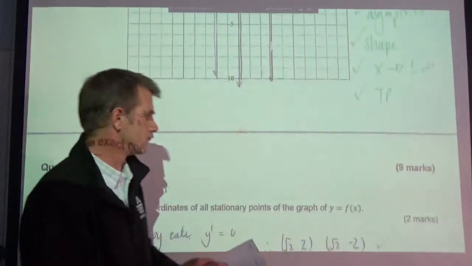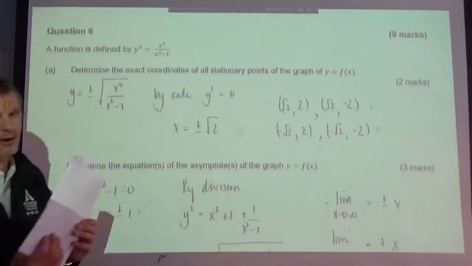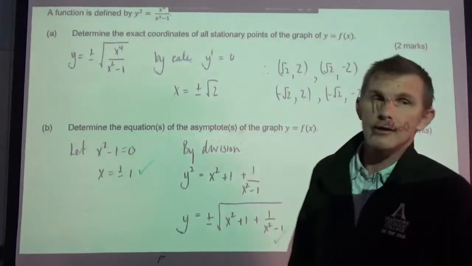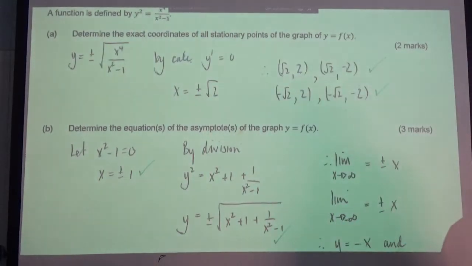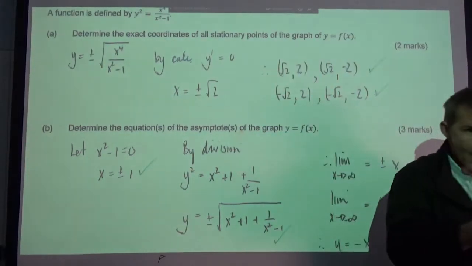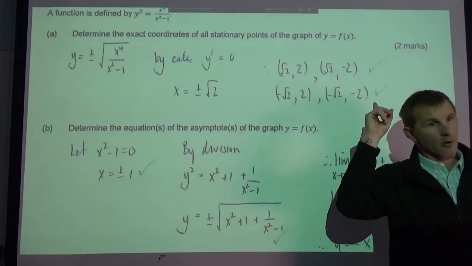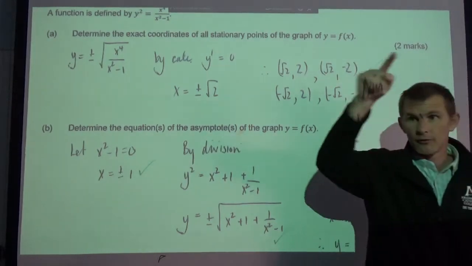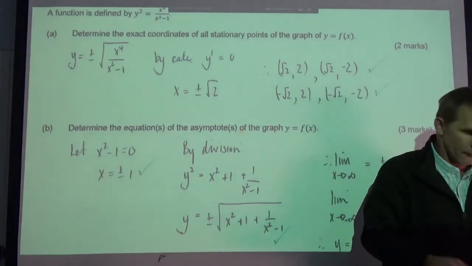Question number 6. Right, now we are heading into the cracker of a question. This is about the hardest question I think you could ever possibly get in this course, in this section. Now, importantly, we've been given y squared. You remember earlier in the paper I said you've been given f of x equals the square root of, so we only take the positive section.